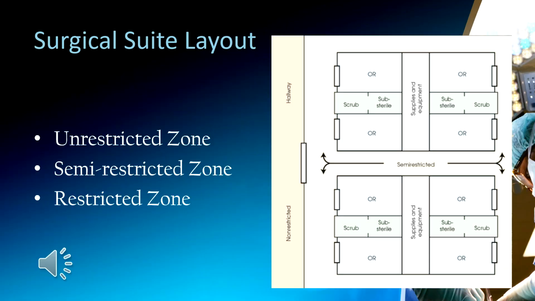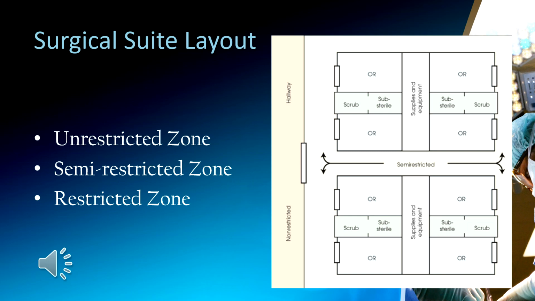This is to give you an idea of what a surgical suite might look like. There are 3 zones. The unrestricted zone is where street clothes are permitted, traffic flow is not monitored, and the temperature of this zone doesn't matter. You have your nurses stationed in this area, usually depending on the facility.